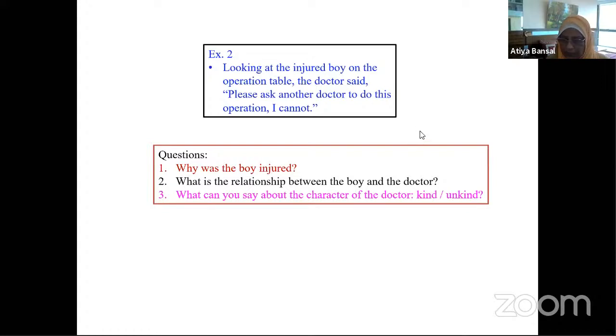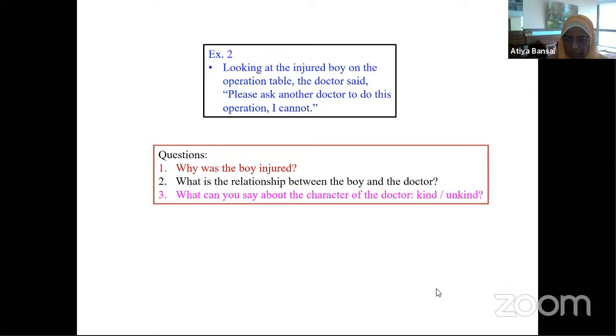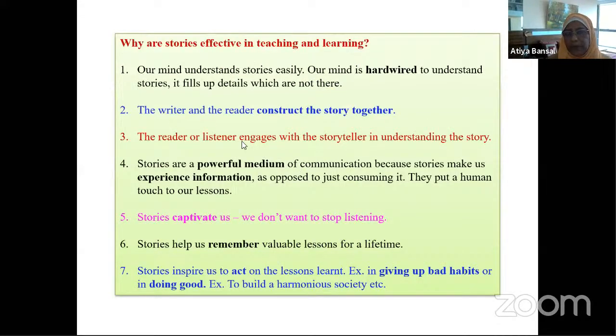Your answer is also that mother is the doctor. Yes, ma'am. Okay. So mother is confused. She is emotionally hurt. So she thinks she cannot perform the operation. Yeah, fantastic. All the answers are, there is no right answer. There is no wrong answer. Because this is what happens to stories. Why they are so effective.